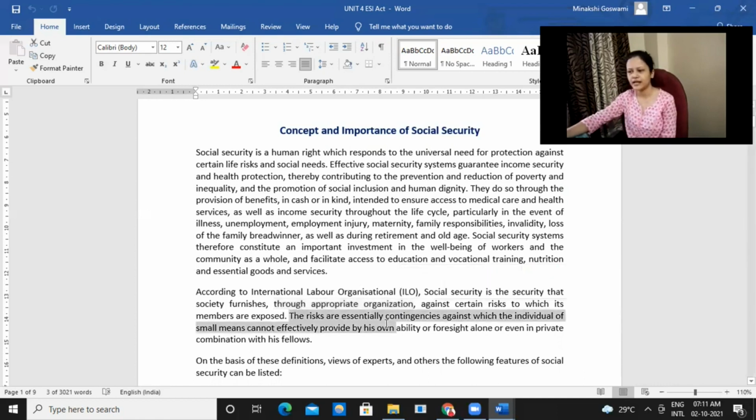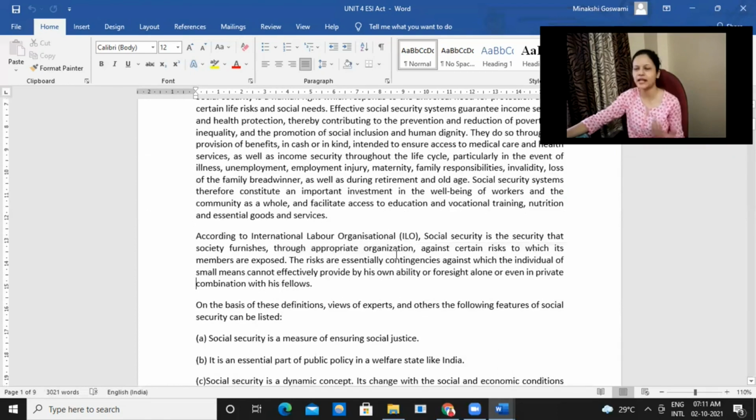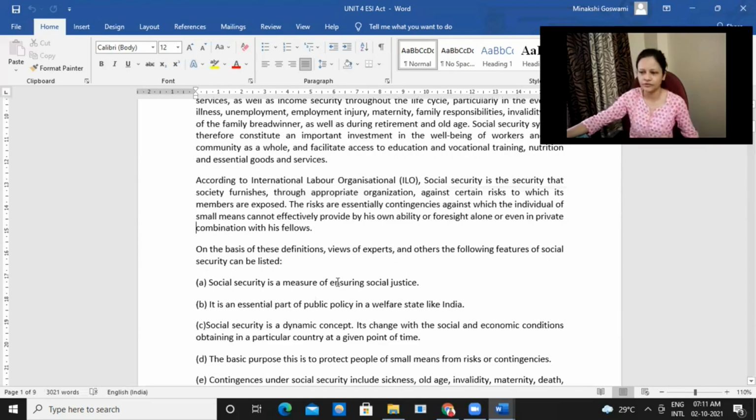The risks are essentially of different types, which a person cannot effectively provide for by his own ability or foresight alone, and even in private combination with his fellows. So it is not possible that they are taking care of those risks themselves. So it's very important that the employer is also contributing there. It is basically a measure of ensuring social justice.